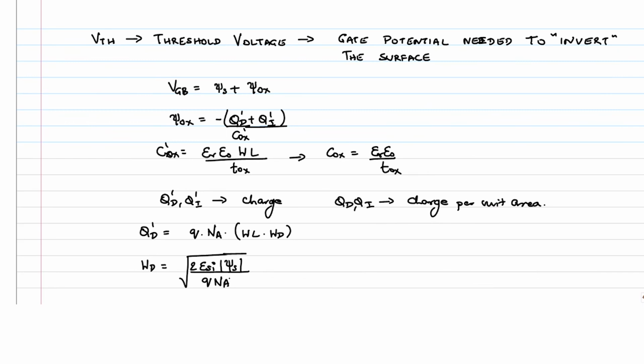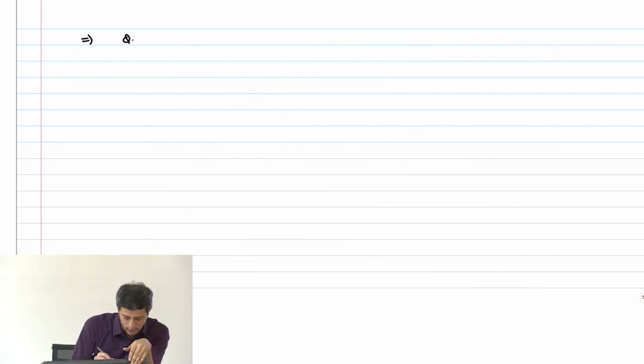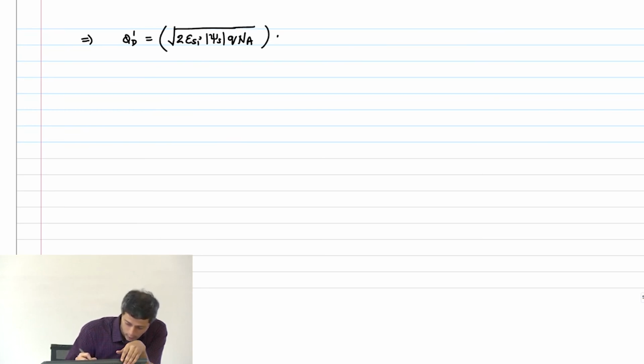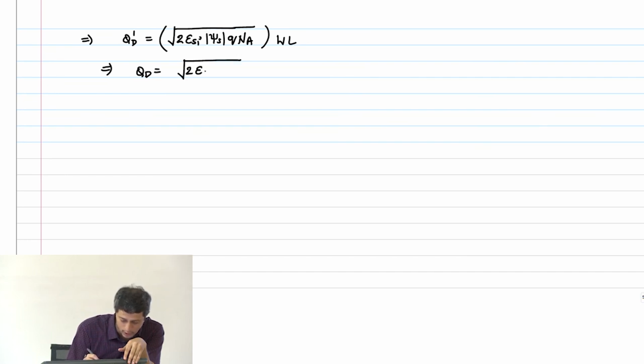What is QD prime therefore? QD prime is Q Na into W into L into root of 2 epsilon Si mod psi s by Q Na, which implies that the Q Na will go and you will get root of 2 epsilon Si into mod psi s into Q into Na, whole thing into the area W into L. So the charge per unit area is just root of 2 epsilon Si mod psi s into Q into Na.